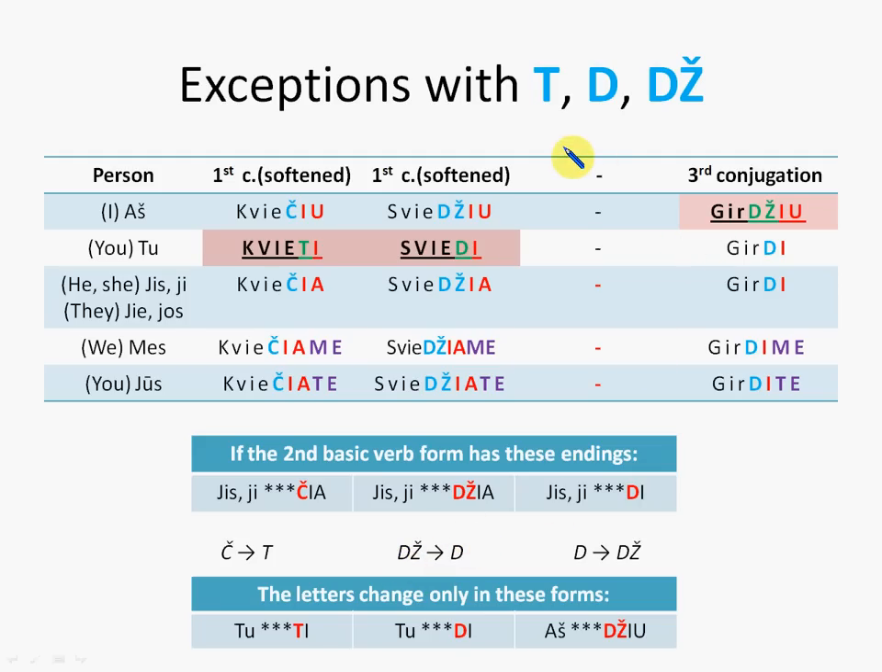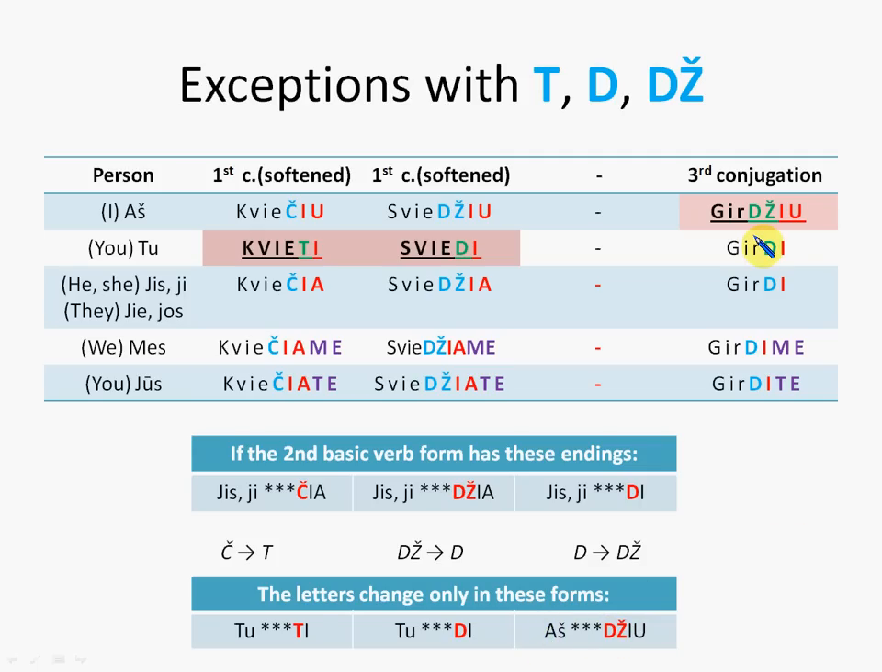The second conjugation doesn't have any irregularities, at least what I think. I haven't discovered any of those. And the third conjugation has this irregularity. If the second basic verb form has this ending, d, it changes to dž in the form aš, I.